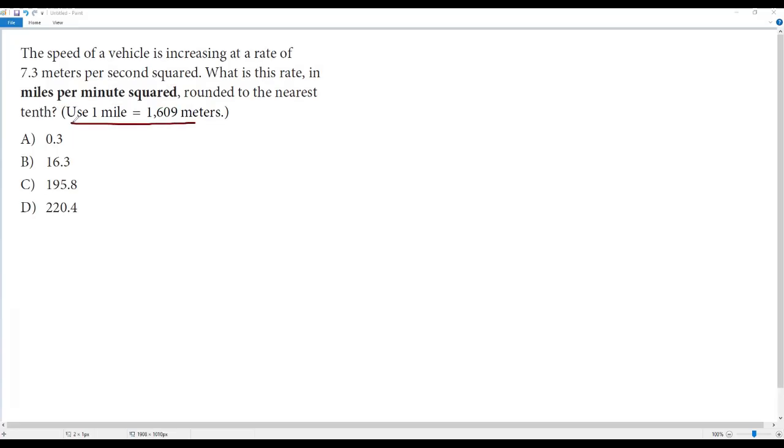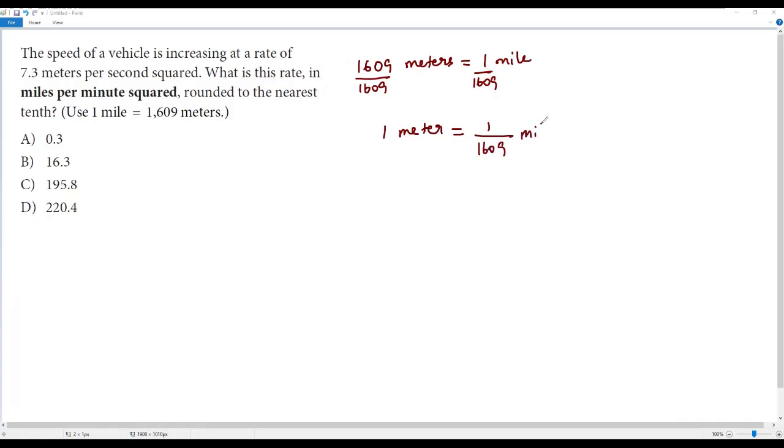Okay, let's use the stuff we have over here. That is 1609 meters equals 1 mile. Let me write it. Now, let's divide both the quantities by 1609. The value of the fraction over here is just 1. Then we get 1 meter on the left side. On the right side, we have 1 over 1609 miles.